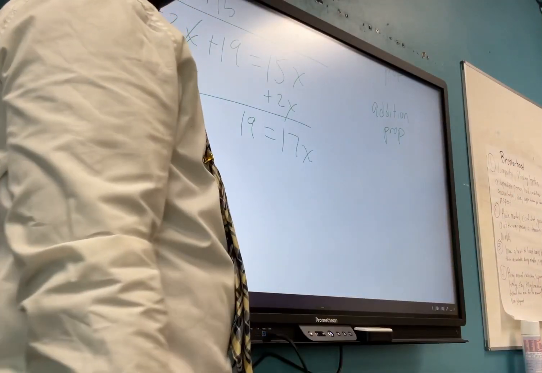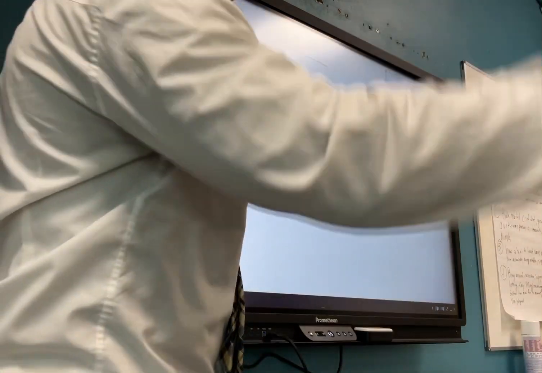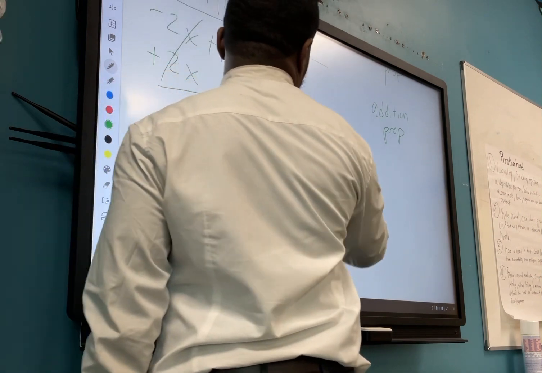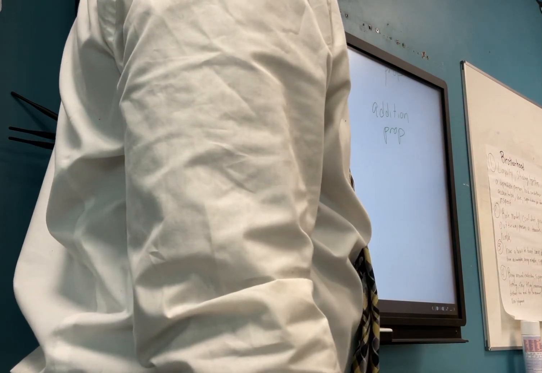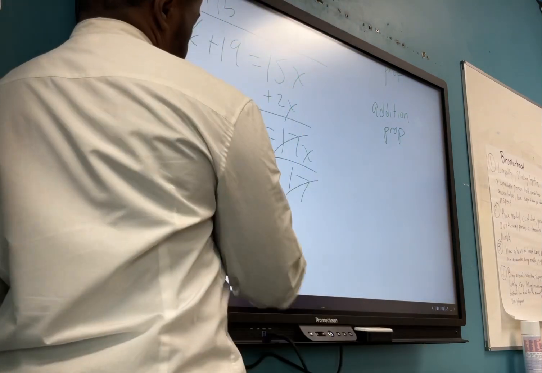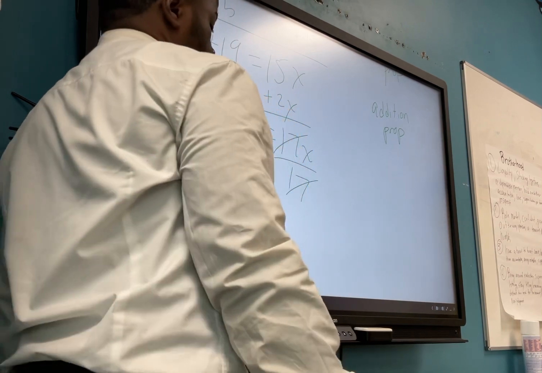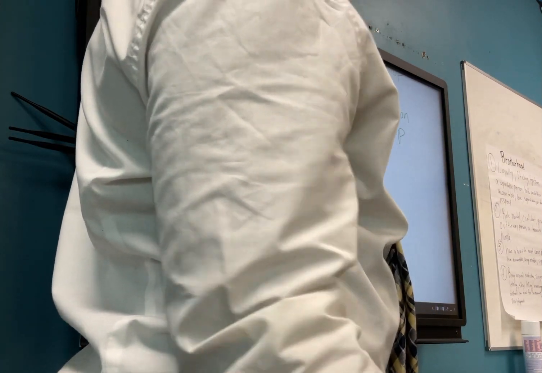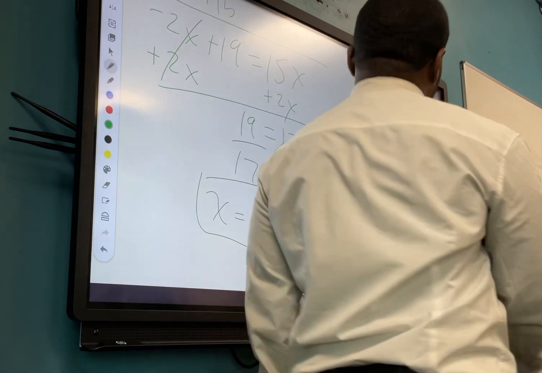Division. What do you divide? 17 on both sides. All right, divide 17 on both sides. 17 only goes into 19 once. So x would be 19 over 17. Can 17 go into 19? Just once, so there's no point in simplifying it. We can leave it as is. All right. That's your answer here.